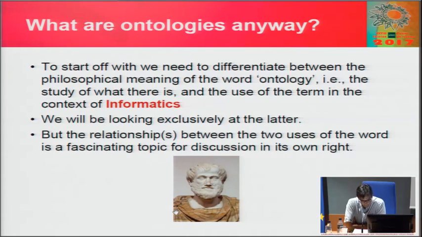So as you probably all know, the word ontology has already had an established meaning within the field of philosophy before it ever came to be used within the context of computer science. In philosophy, of course, it refers to the study of being, of that which exists. We're going to be looking exclusively at the use of the term in informatics. And the use of the term in informatics or computer science is not entirely unrelated to the use of the term ontology in philosophy. And it's actually a very interesting topic for discussion in its own right, but I'm not going to discuss it today.